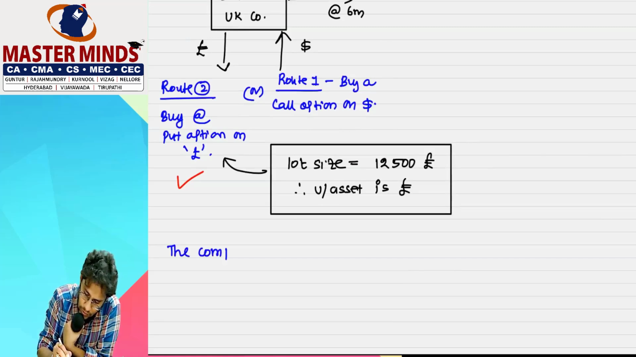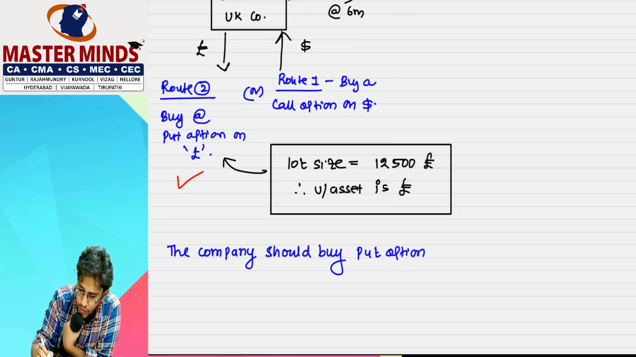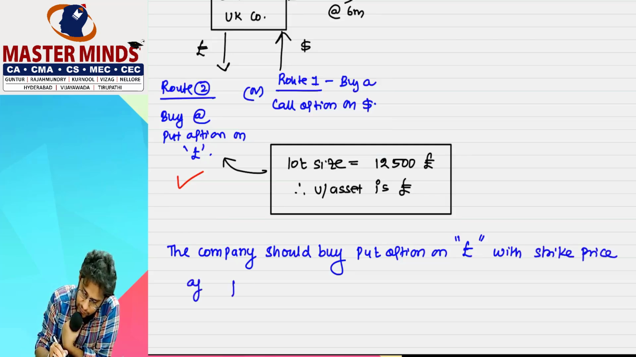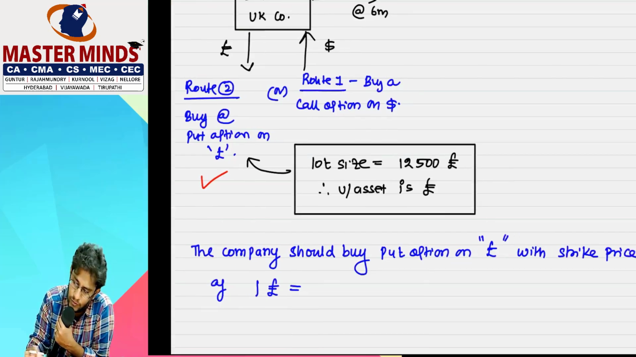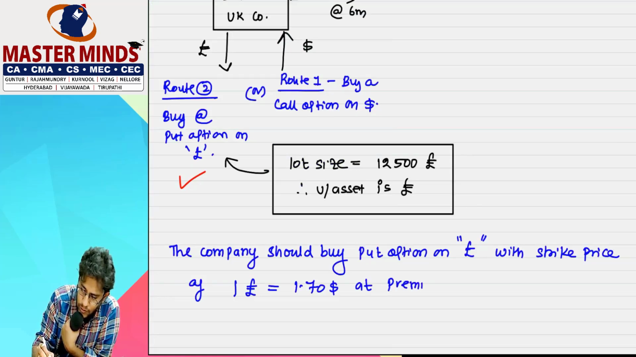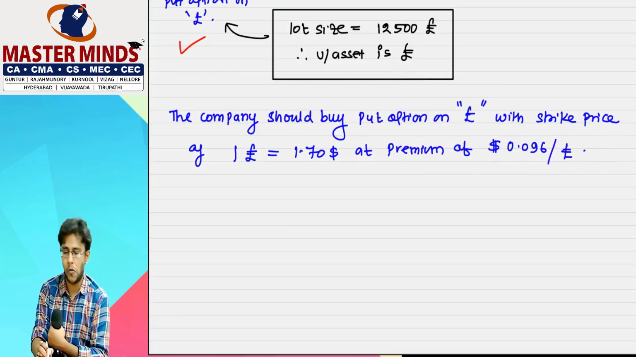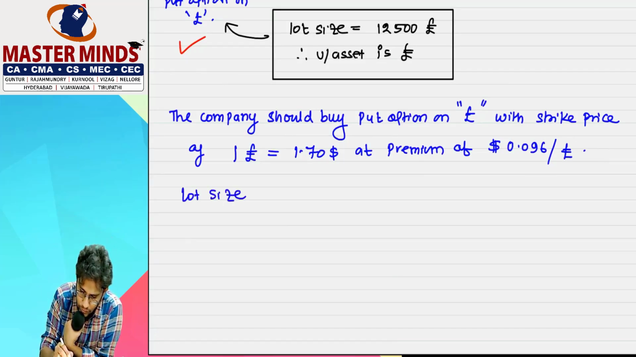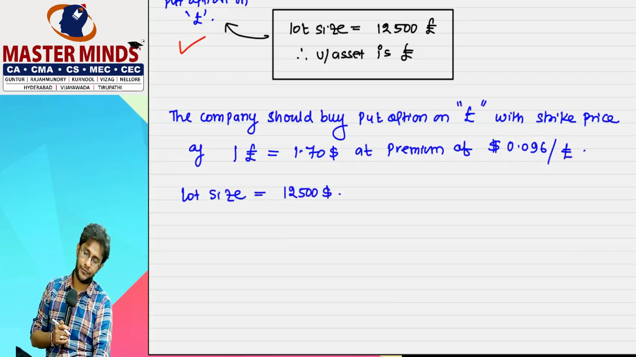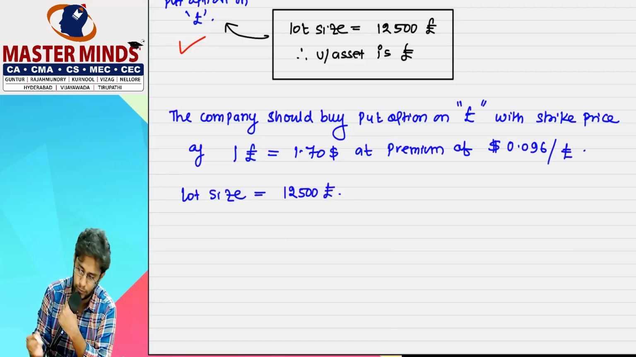So the company should buy a put option on pound with a strike price of, check the strike price, very slow, 1.70 at a premium of $0.096 per pound. Lot size is 12,500 pounds, sorry.